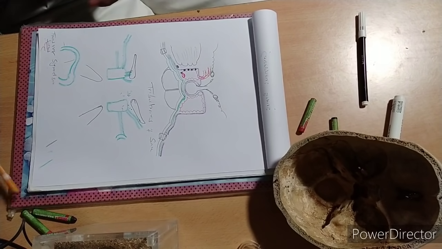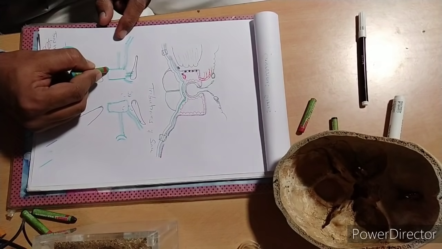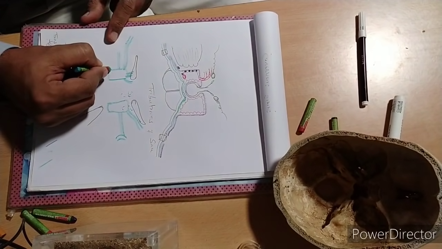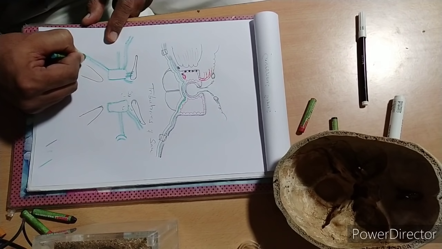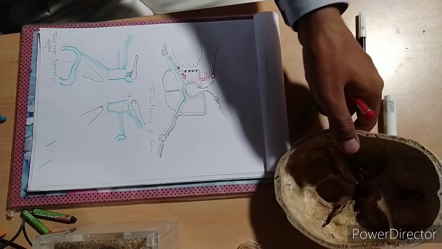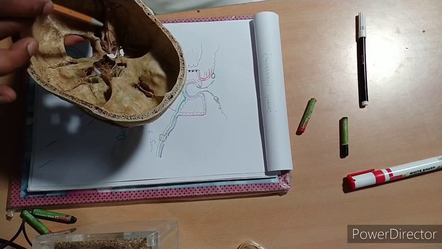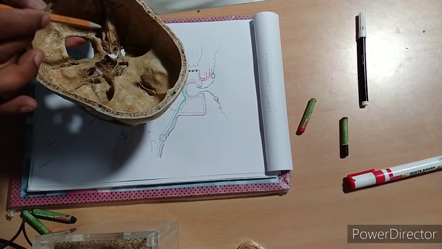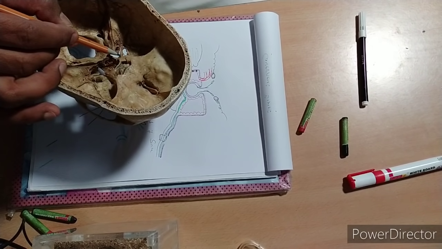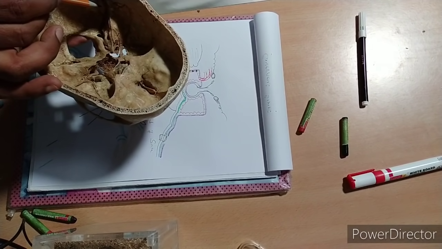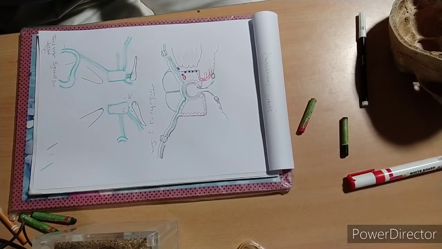Clear? So how is it connected here? The cavernous sinus is connected to the transverse sinus through the superior petrosal sinus, which passes along the upper border of the petrous temporal bone. You can see here the upper border of the petrous temporal bone. There is a groove here, and through this groove the superior petrosal sinus runs, and it connects the cavernous sinus to the transverse sinus. Clear? It's important.